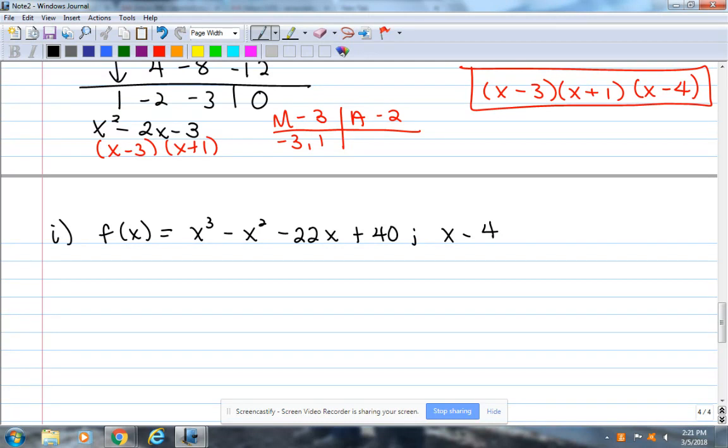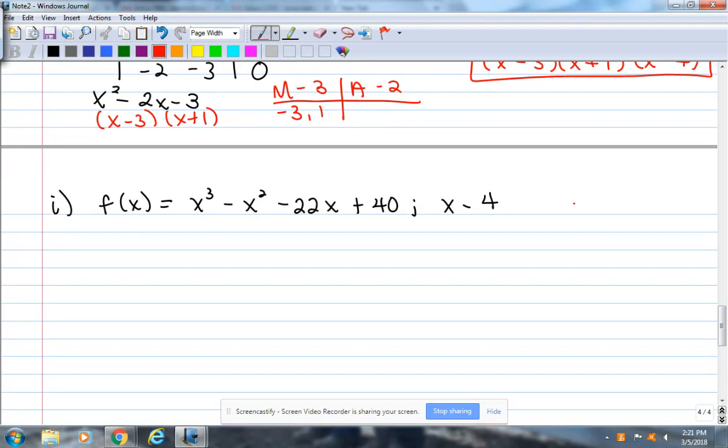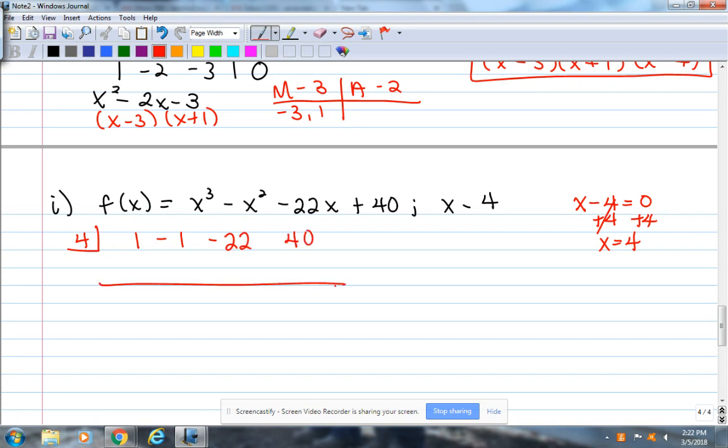So what do you do with the factor they give you? Set it equal to 0. Add 4. X equals positive 4. So that's your corner number. So what are my coefficients that go on top? 1, -1, negative 22, and then 40. Skip a line, draw a line.